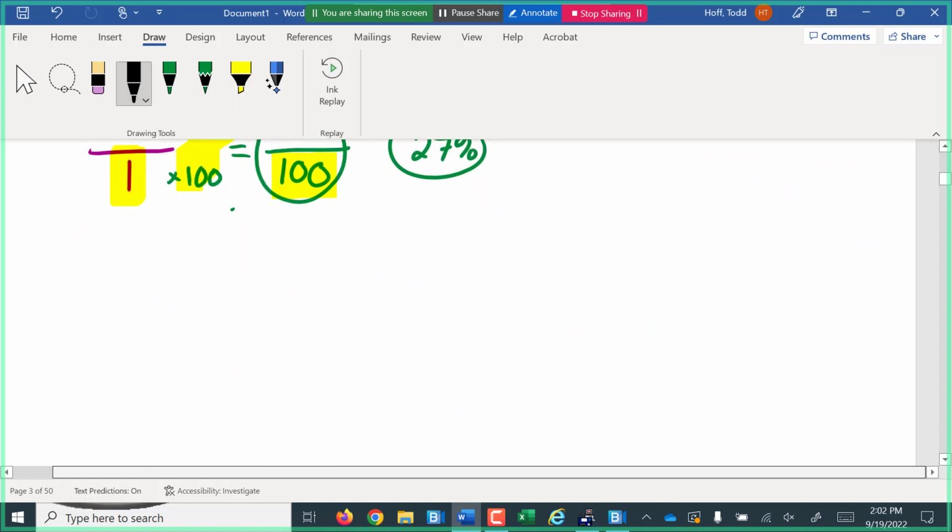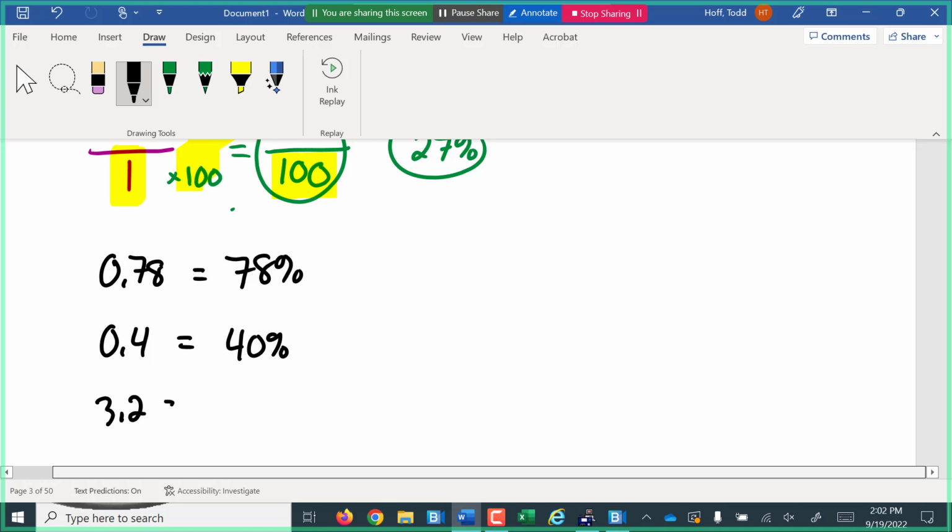So if I have a rate of 0.78, what does that become as a percent? 78%. A rate of 0.4, what's that become as a percent? 40%. There we go. 3.2, what's that become as a percent?